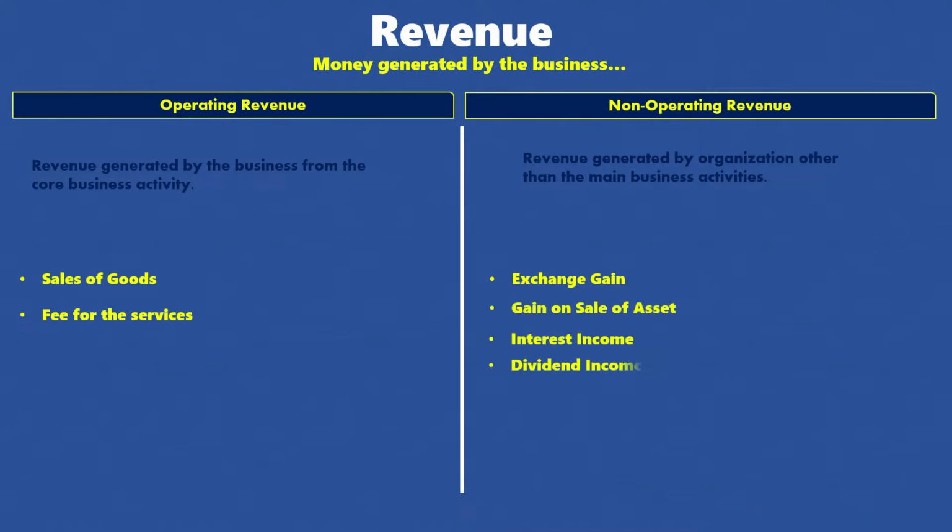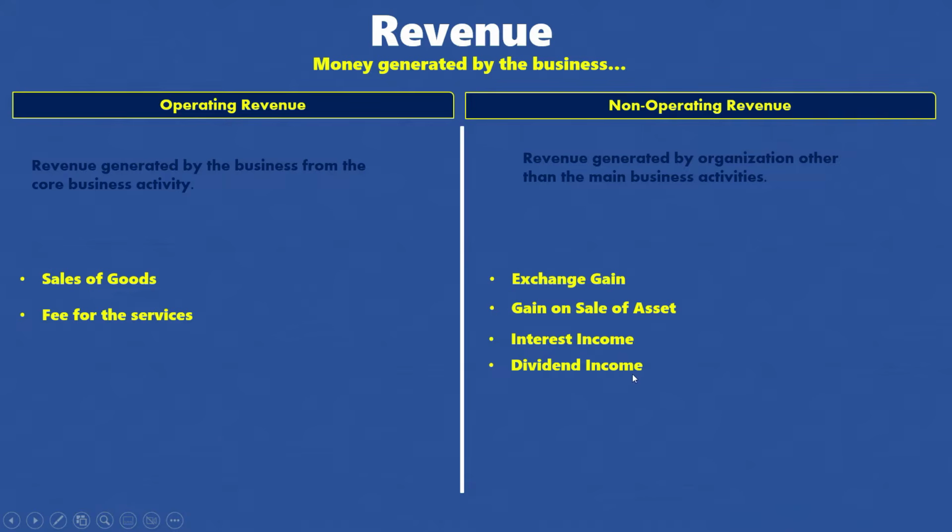So let us say we have some extra cash. We are still a restaurant, but we have some extra cash that we have compiled up. So what we will do is that we will keep that cash in our bank, and the bank will be paying us interest over our cash balance. So this revenue, this money that we generate, will not be related to our core business activity, that is the restaurant, the selling of food or drinks. So this revenue will be classified as non-operating revenue.